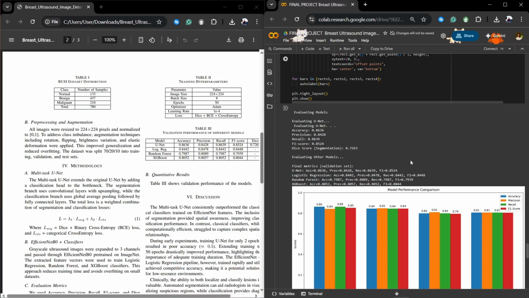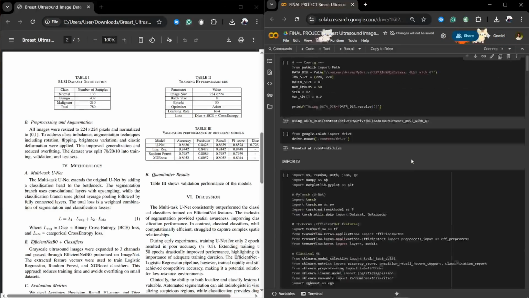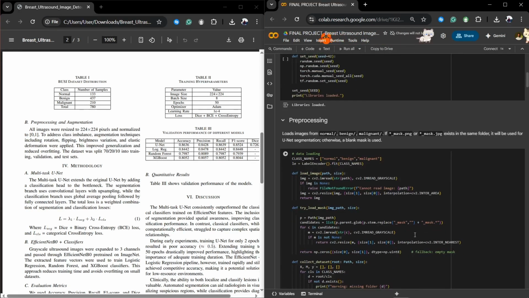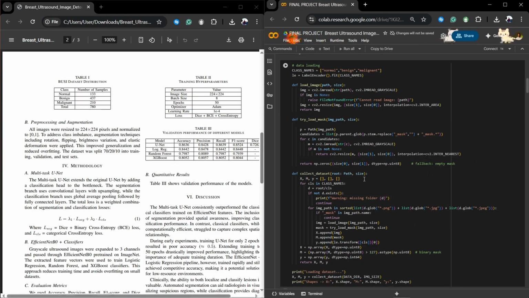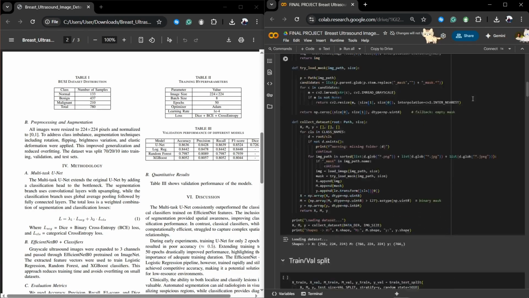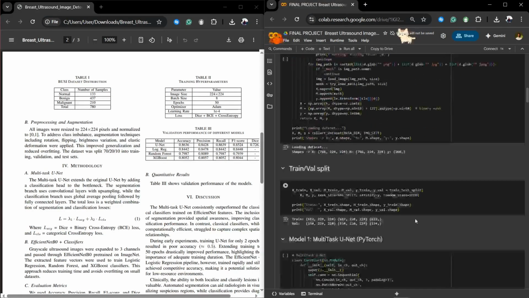To prepare the data for training, I resized all the images to 224 by 224 pixels, normalized them to the 0 to 1 range, and stacked the grayscale images into 3 channels for compatibility with the ImageNet pre-trained models. To address the class imbalance, I applied several augmentation techniques such as horizontal and vertical flips, rotations, brightness changes, and elastic deformations. Those augmentations mainly increased the diversity of the dataset and improved the generalization of our model.